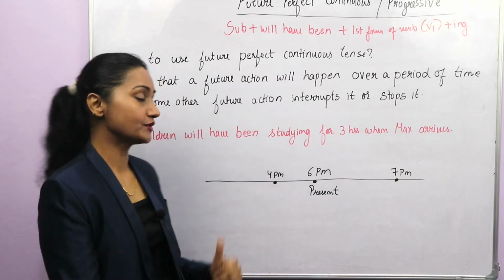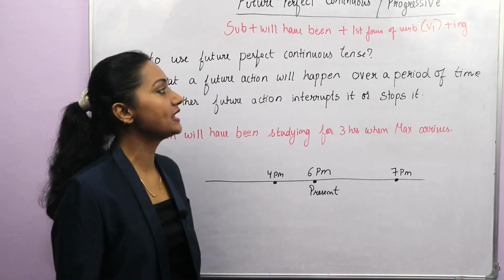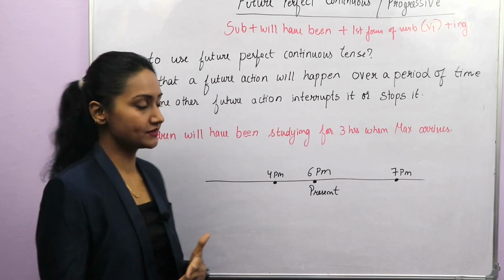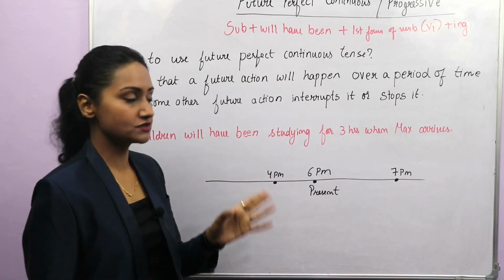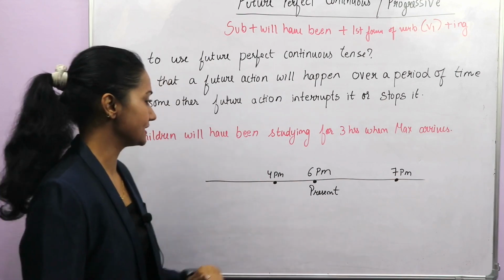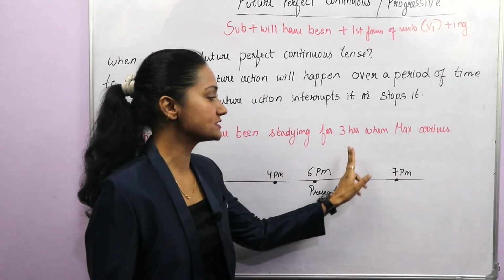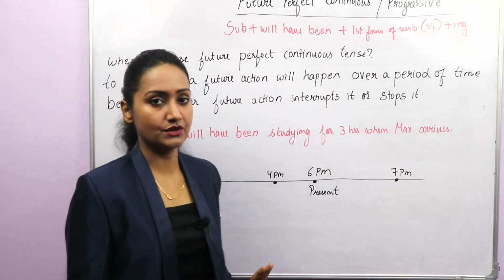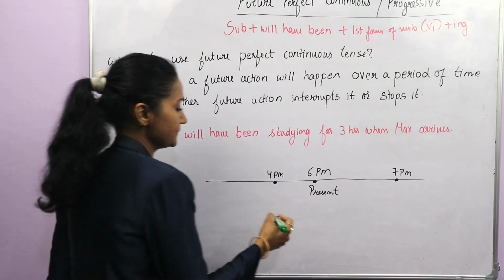When to use future perfect continuous tense? We use future perfect continuous tense to state that a future action will happen over a period of time before some other action, future action, interrupts it or stops it. How? Let's take an example. Children will have been studying for 3 hours when Max arrives. Okay, so let's understand it on a timeline.